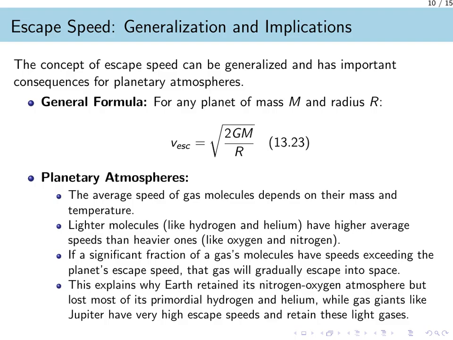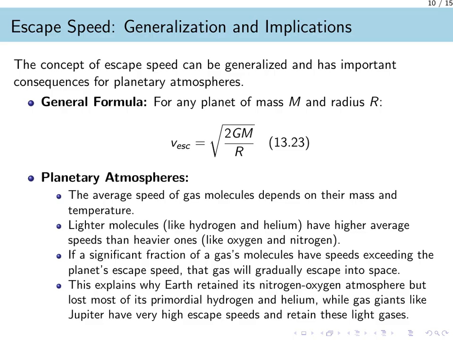The formula for escape speed can be generalized beyond Earth, and this helps us understand a fascinating question. Why do planets have such different atmospheres? The escape speed from any planet with mass m and radius r is given by v sub esc equals the square root of the quantity 2 times G times m, all divided by r. Now let us connect this to the gases in an atmosphere. The molecules of a gas are in constant random motion. From the study of heat, we know that at a given temperature, lighter molecules like hydrogen and helium have a much higher average speed than heavier molecules like oxygen and nitrogen.